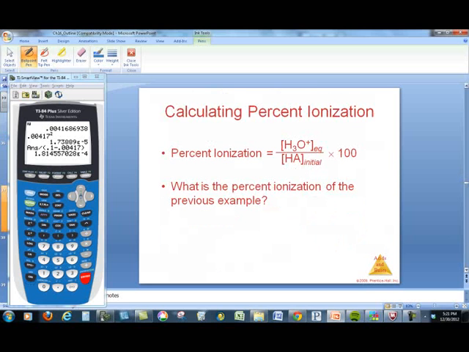So the H plus was 0.00417. My initial concentration was 0.10. And if I want it as a percent, I've got to multiply it times 100. And I do that, and I'm going to get 4.17% ionized, which is pretty typical for a weak acid, right? If it was a strong acid, it would be 100% ionized, but this is much less than 100% ionized.